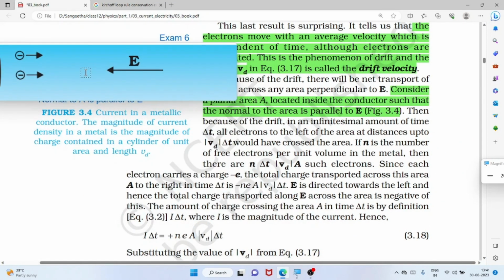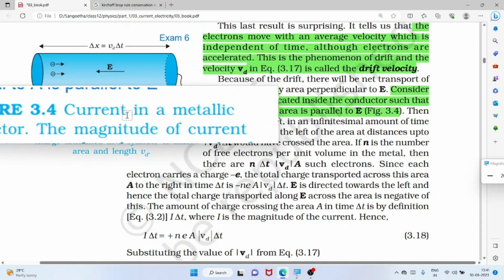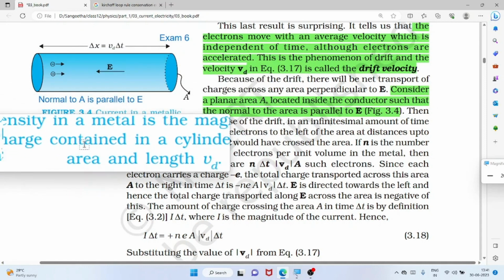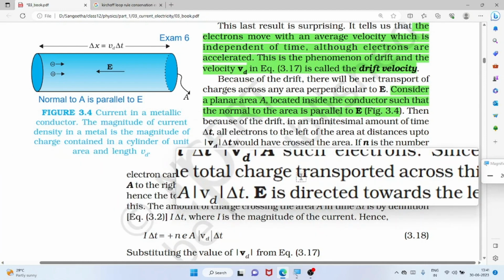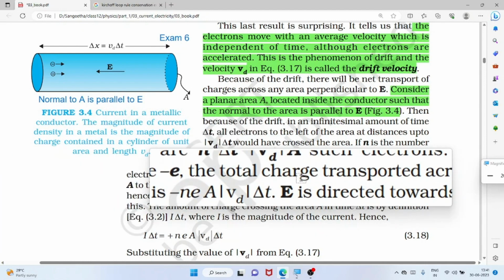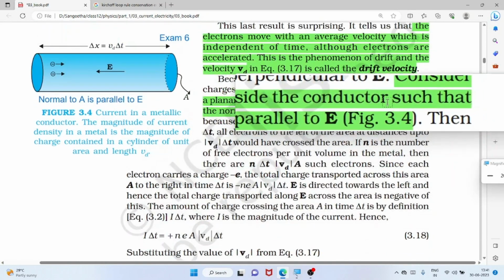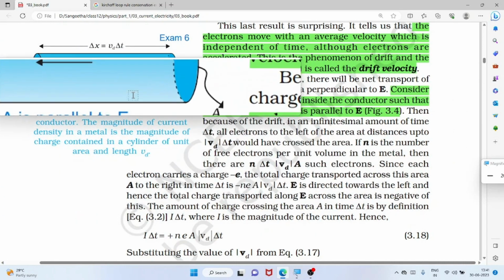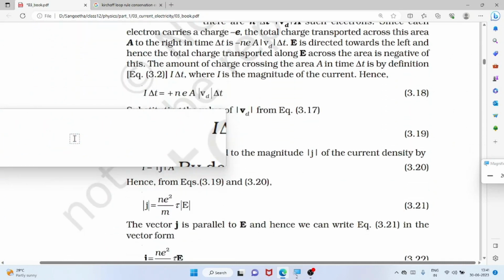See here the electric field in this direction, and the current in a metallic conductor. The current is contained in the cylinder. Normal to the cross section means it is parallel to this area.